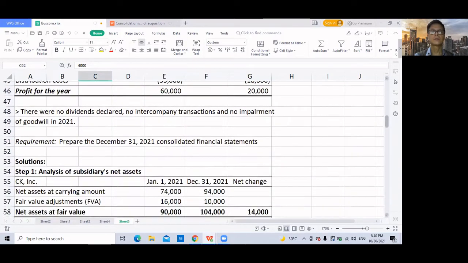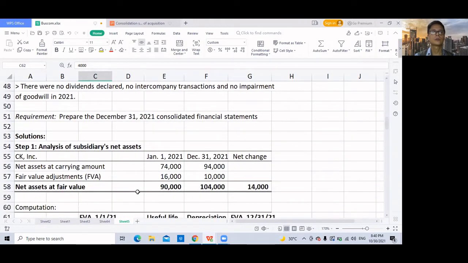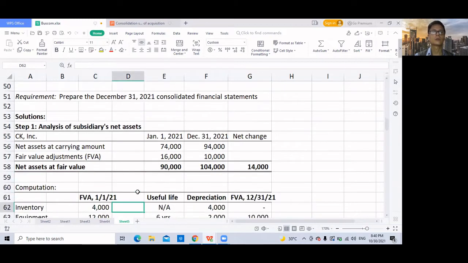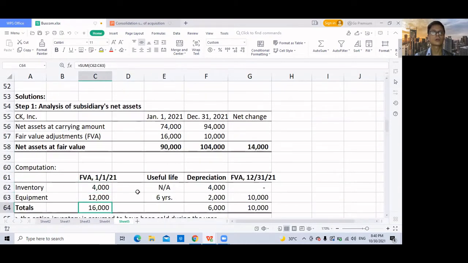Pinakita lang natin, no? Yan, yan yung computation niya. So, 4,000 and 12,000 for a total of 16,000. Of course, yung sa useful life ng inventory, that's non-applicable because inventory yan, it is assumed na mabebenta yan doon rin sa taon na yon. Besides, it's considered as a current asset within 1 year. So yung depreciation niya, that's 4,000 rin, ibig sabihin mabebenta siya, that is the assumption.